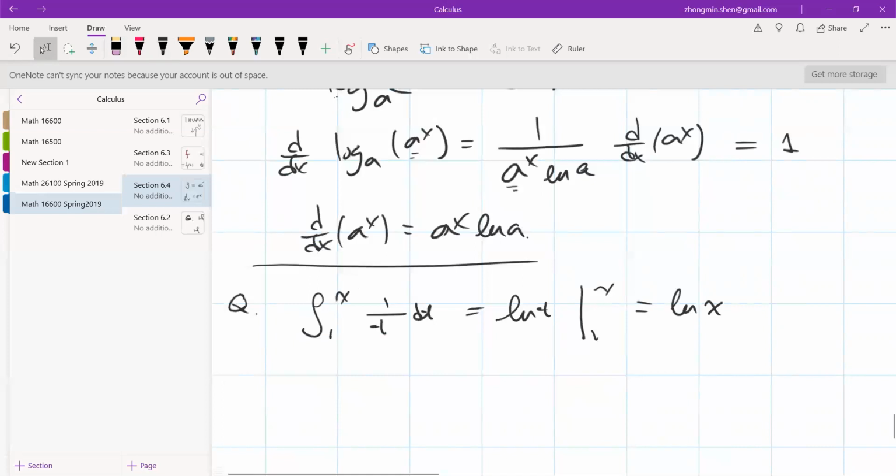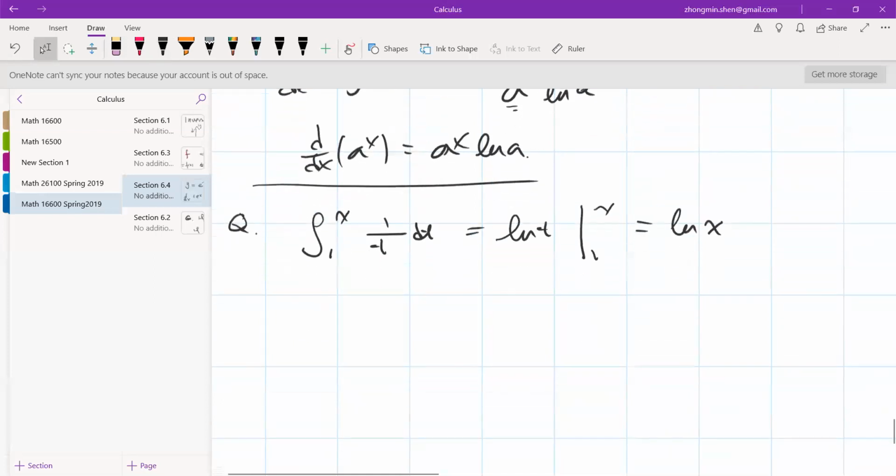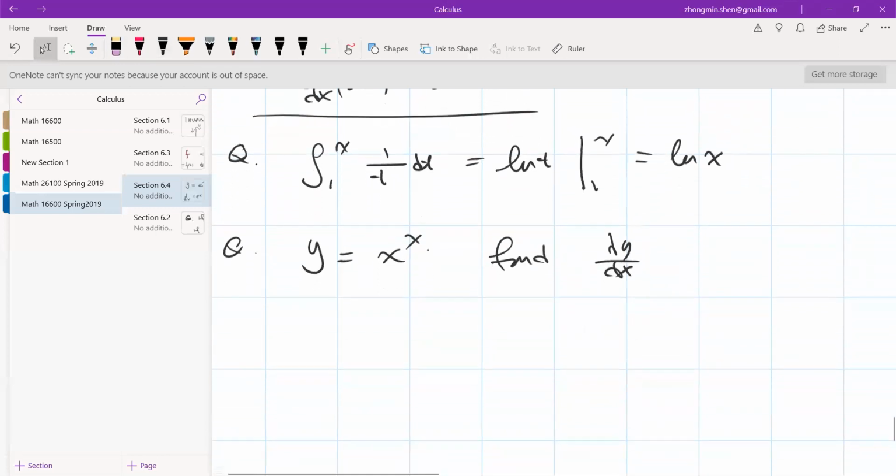Okay. So I'm going to continue looking at some examples in the book. There is an interesting problem here. Is the y equals x to the x. Find the derivative of y with respect to x.